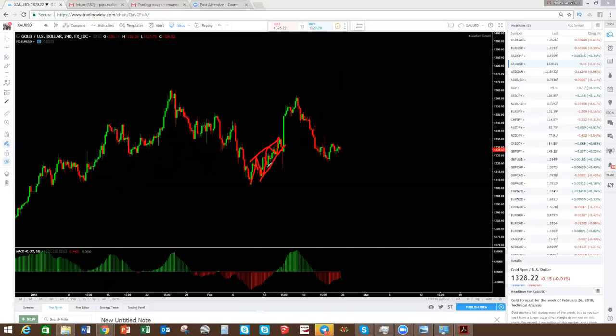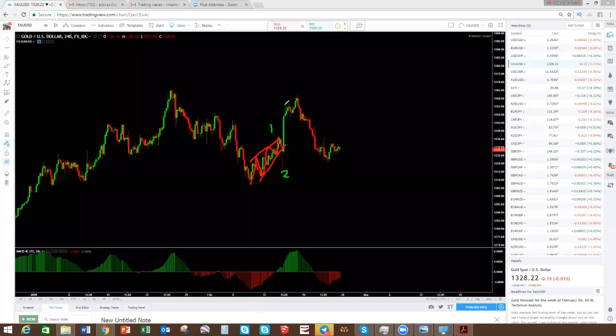1, 2, 3, 4, 5. And if that is a leading diagonal that is starting a move up, this will be a 1, this will be a 2. This 1, 2, 3, 4, 5 here. And then that will start a wave 1. And if that is a wave 1, this is your 2. If that is a 2, then we're starting the smaller one here.